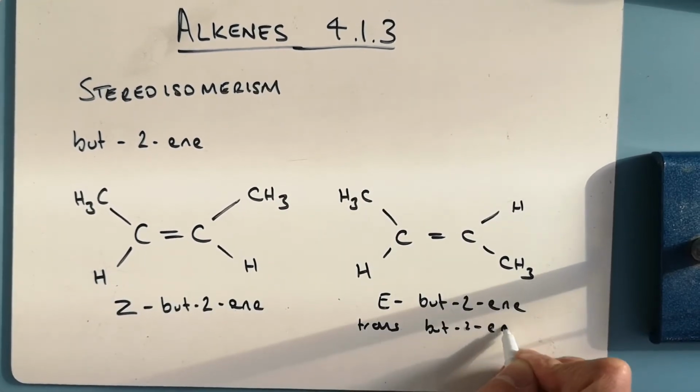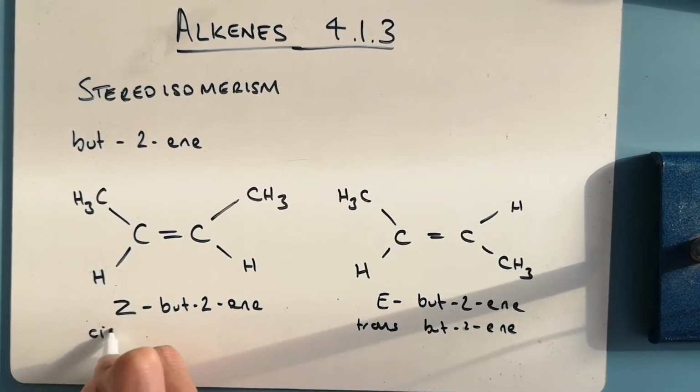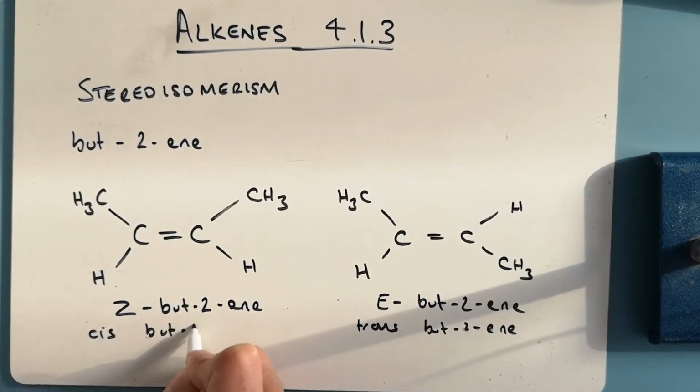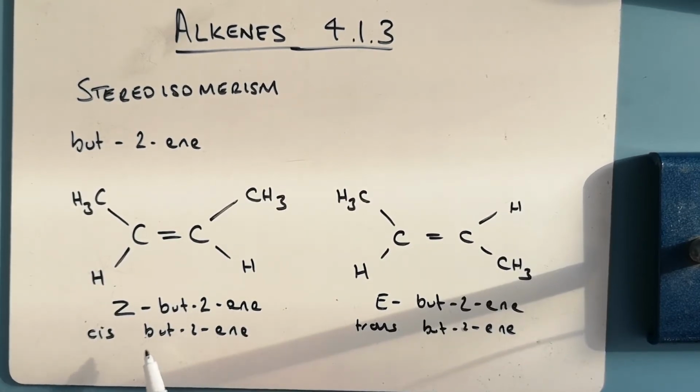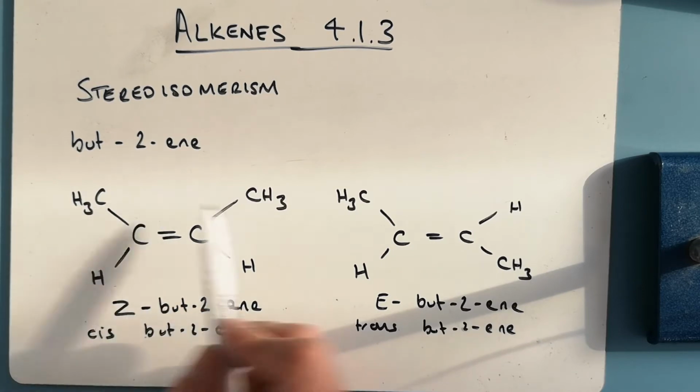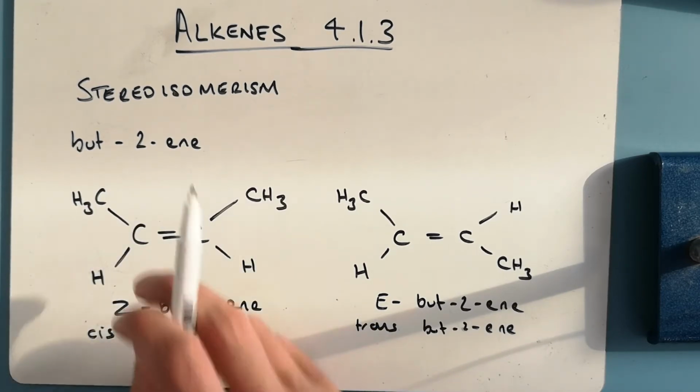So it could be called trans-butene here. So this is cis, where they're on the same side. So either one of those works for this, and you'll see either one used as you go through the course. Cis and trans is really only when you've got two of the substituent groups the same. So here we've got two hydrogens. Actually, the two CH3 are the same as well. So it's cis twice.